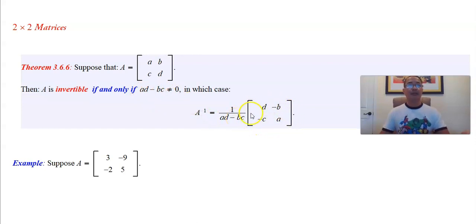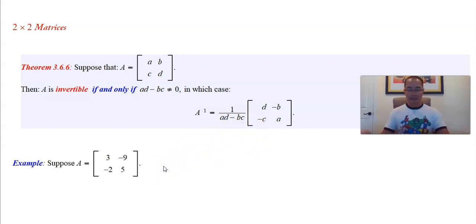And what do you put in the matrix for A inverse? A and D exchange position. So we have D up here and A down here. B and C stay where they are, but you have to put the negatives. Okay? So we're going to find out in a little bit why this formula works.